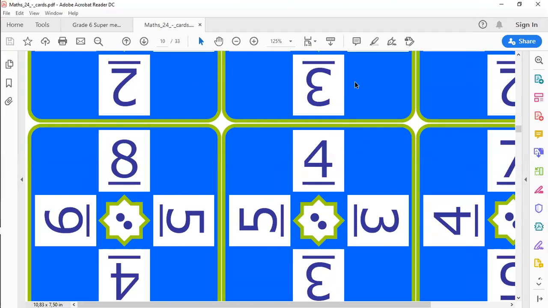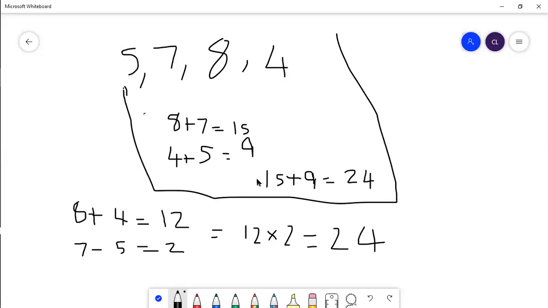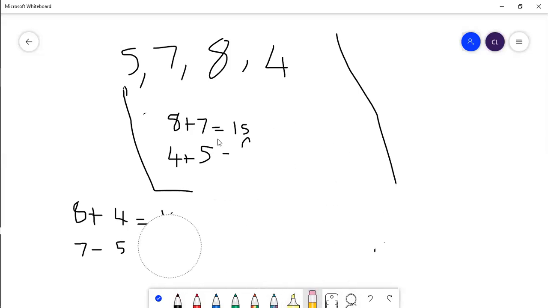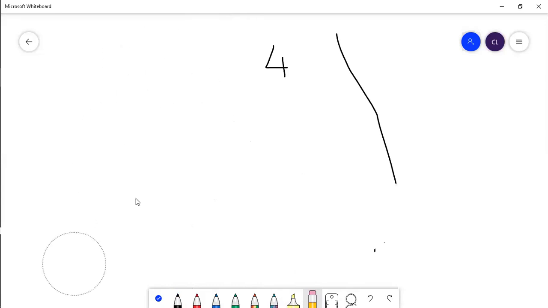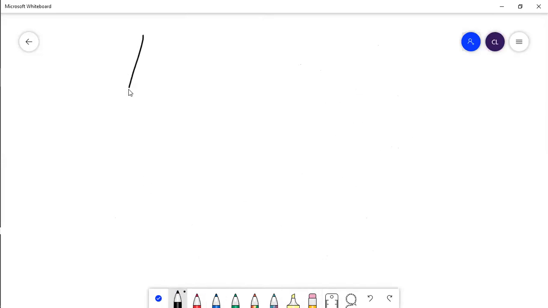4 and 5 and 3 and 3. How will I get 24? Let me just erase this. Think about it. So I got 4, 5. Let me erase here.